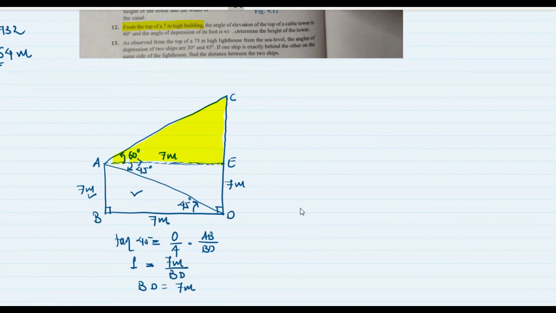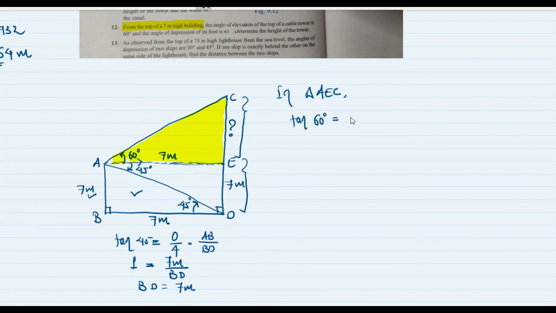Triangle AEC. You know why I'm going to take this triangle? Because I know the base AE is 7 meters. I don't know this side CE. Why am I finding CE? Because if I find CE, I already know DE. If I add them up, I get the height of the tower. So in triangle AEC, we have this angle, opposite side, adjacent side, again tan of 60 is equal.